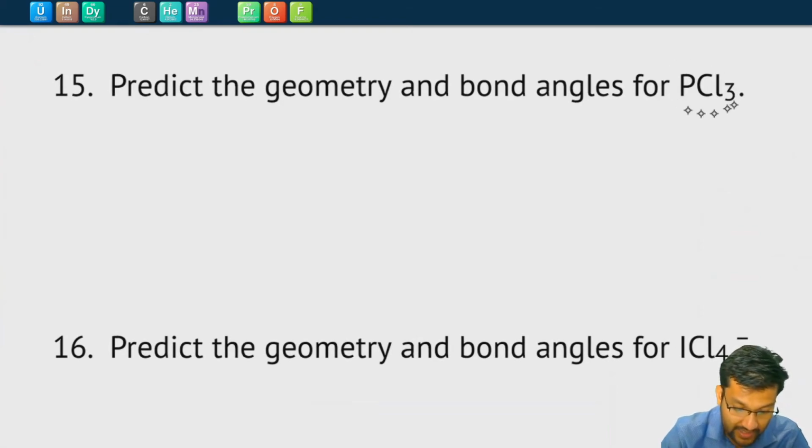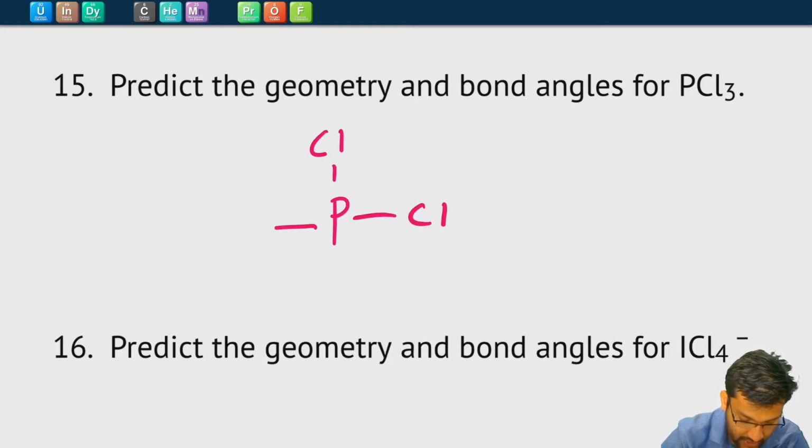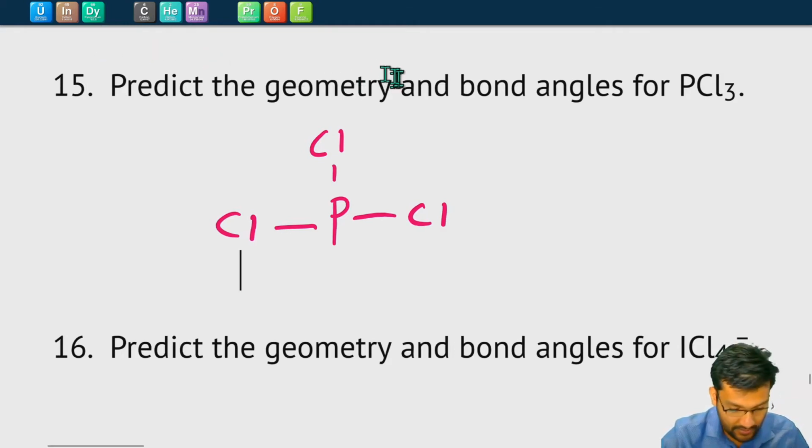Okay, let's do PCl3, right? So for PCl3, I'm going to draw a Lewis structure. I put the chlorines at the end because they're more electronegative. Now, to draw the lone pairs and the number of bonds, we also need to figure out how many valence electrons we're dealing with.